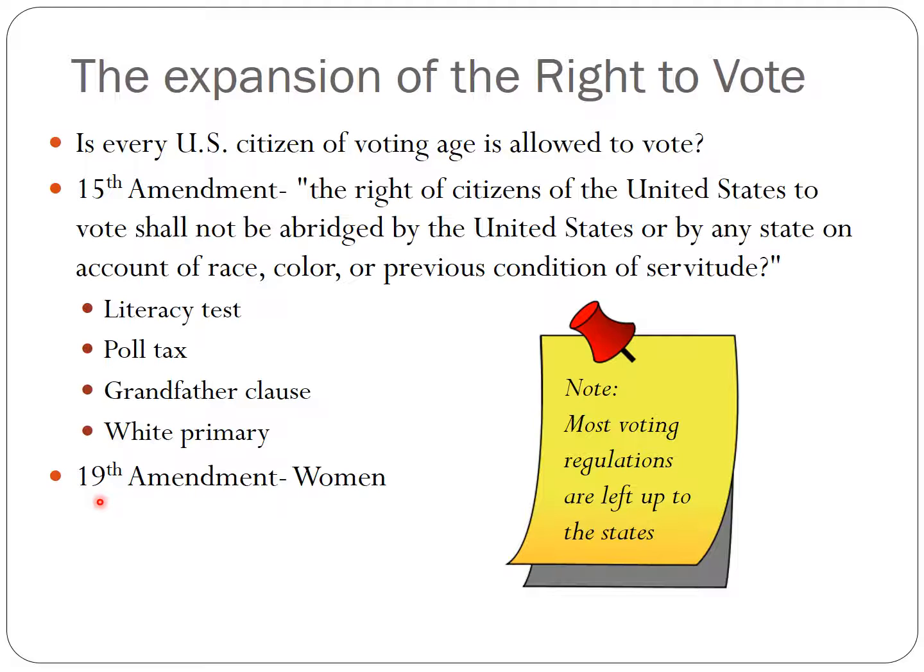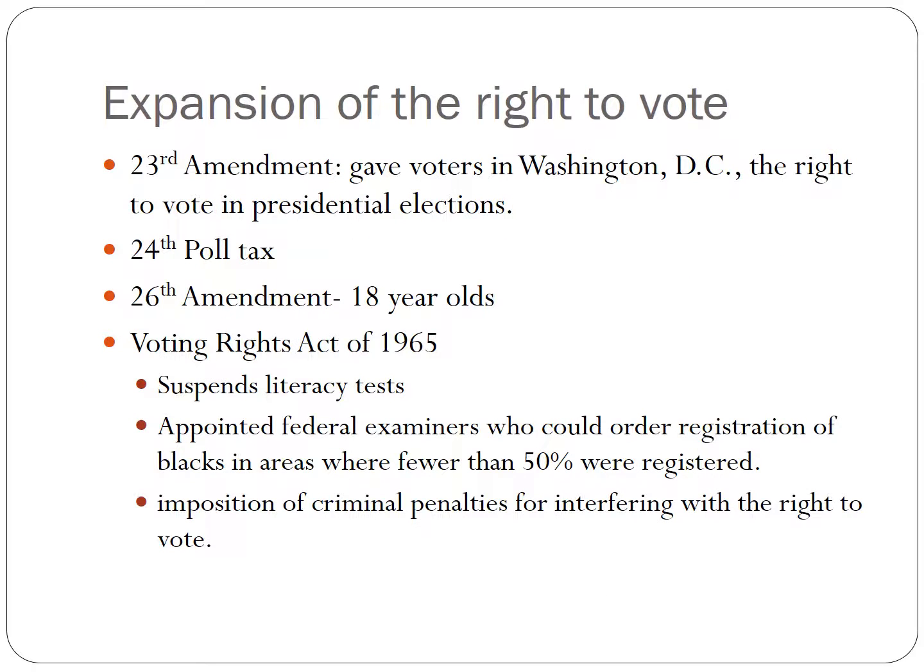The 19th Amendment also allowed women to vote. The 23rd Amendment gave voters in Washington, D.C. the right to vote in presidential elections. The 24th eliminated the poll tax. The 26th allowed 18-year-olds to vote.